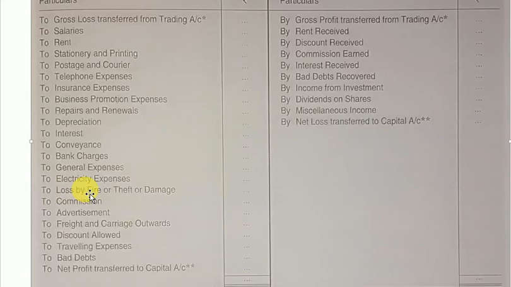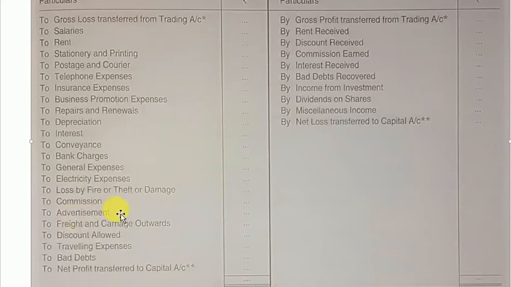Another item is loss by fire, theft or damage. If there is any loss by fire, that will be recorded in your debit side of profit and loss account. Commission, if any commission is paid, will be recorded on the debit side of profit and loss account.